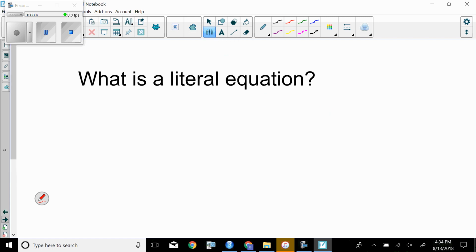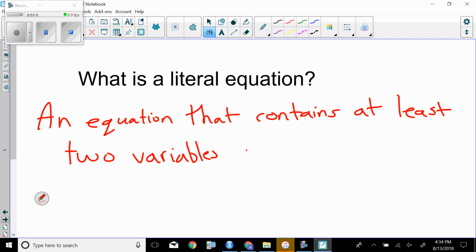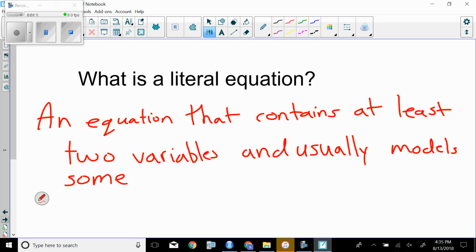So when I say what is a literal equation, an equation that contains at least two variables, and usually models something in the real world.